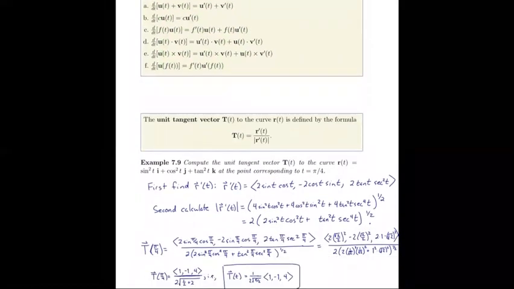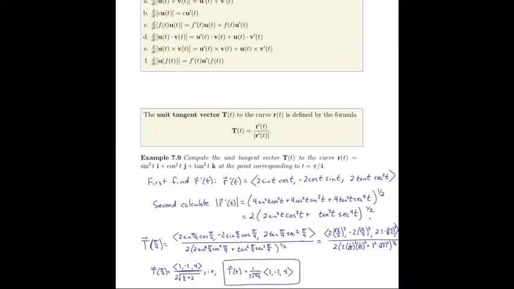So when we continue in the next video, we'll talk about the unit tangent vector, this T of t. It's a pretty straightforward calculation. It's a very useful object to know. That'll be part 2 of these videos.